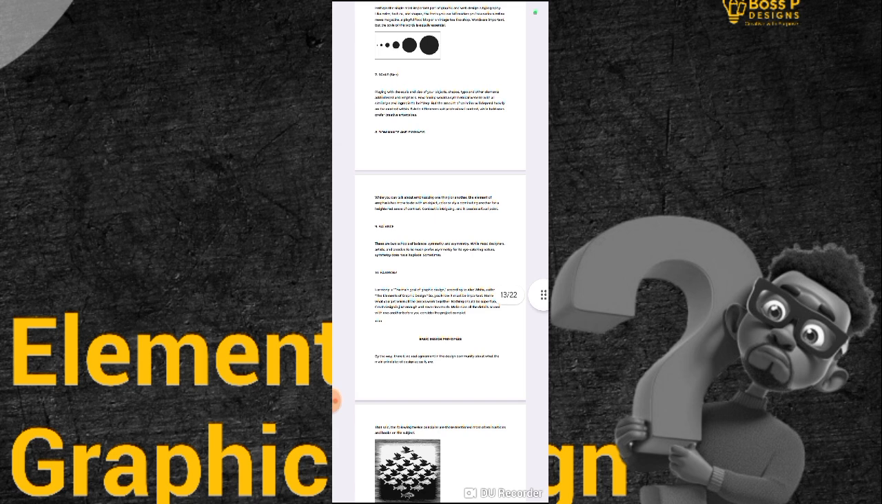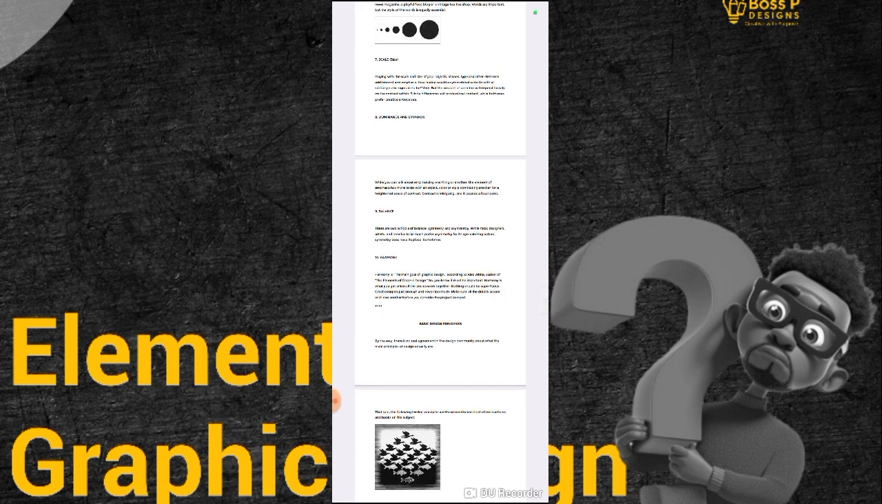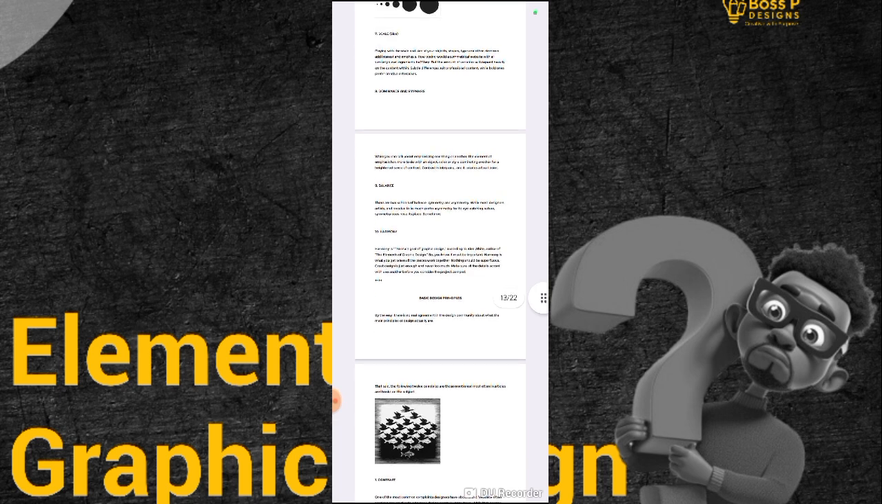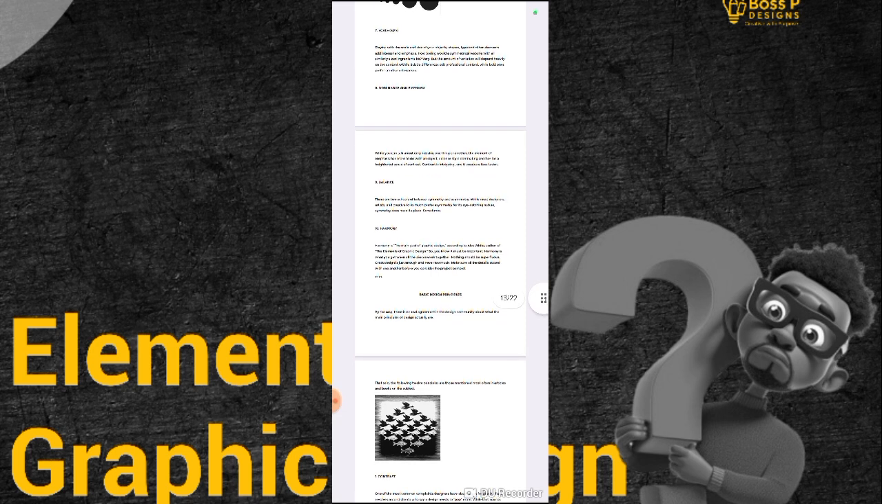Now the next one we have is dominance and emphasis. While you can talk about emphasizing one thing or another, the element of emphasis has more to do with an object, color, or style dominating another. So you should also make sure you follow this. It is also part of the elements of design, the dominance and emphasis.